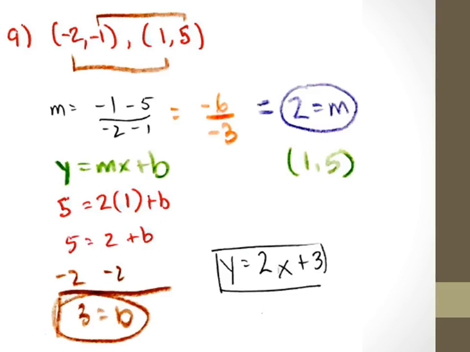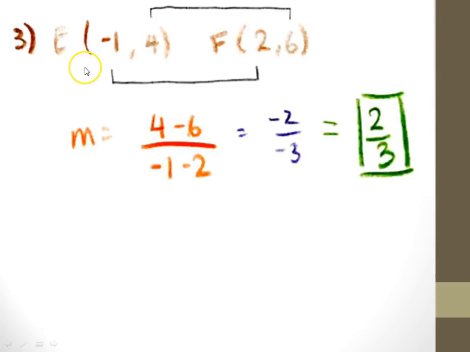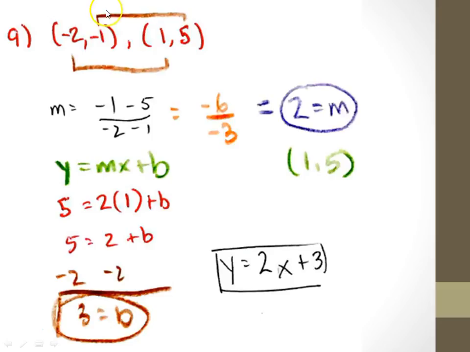All right, number 9. It starts out the same way as we just did number 3. You've got to find the slope. You see that I connect them the same way, plug it into the equation, and I find my slope is 2. Now I'm going to pick a point, and the point that I pick is 1, 5, because it's positive. I'm going to substitute it into the slope-intercept equation, y equals mx plus b.